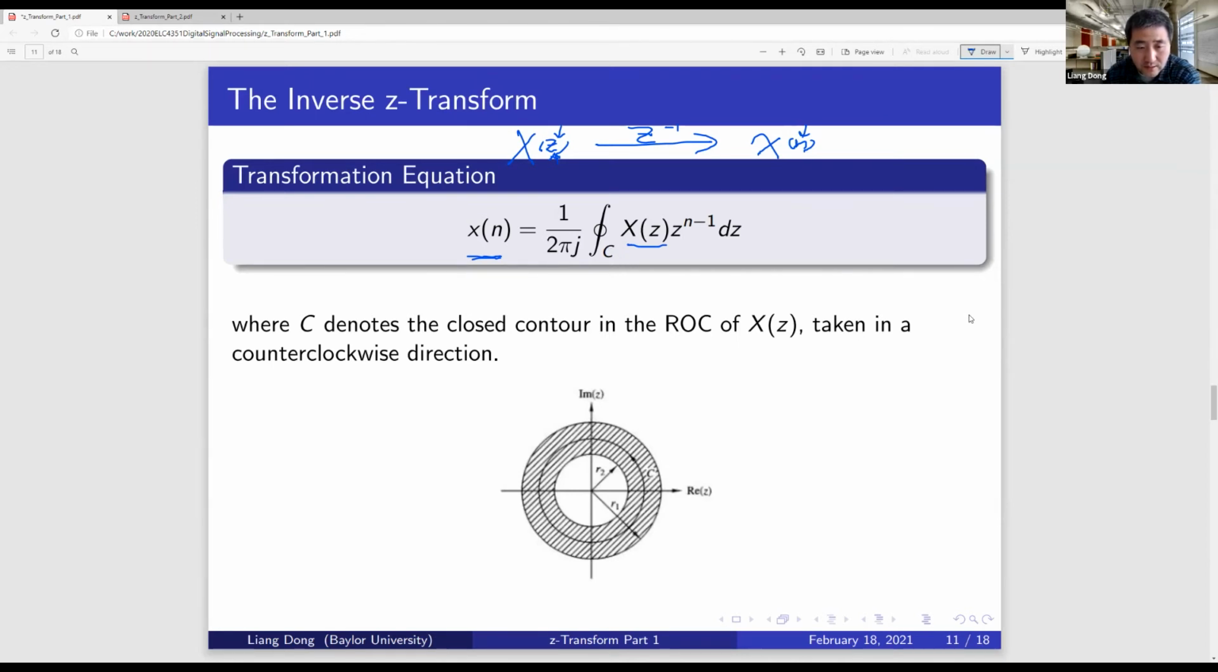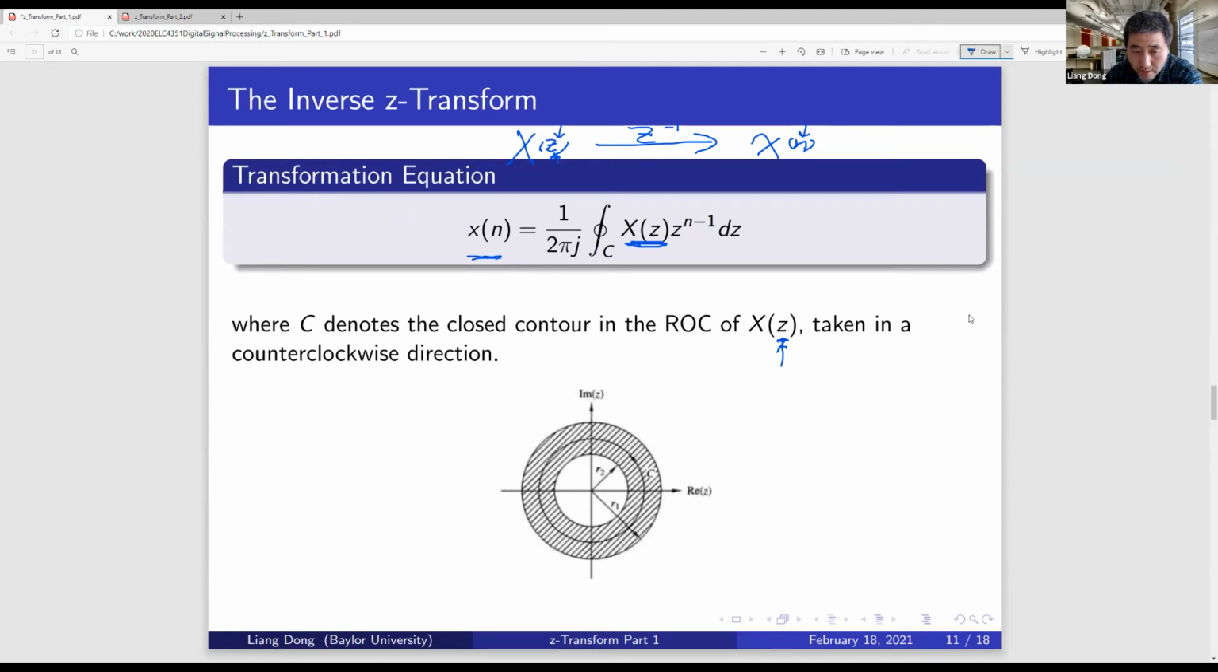Now this contour C denotes the closed contour in the region of convergence of X(z), taken in a counterclockwise direction. So what does that mean? Well, first of all, I need to integrate over all these z's. I need to plug in all these z values and find X(z). And these z's should all be in the region of convergence, because beyond that you simply don't have this term. It's an infinitely large number. You will not be able to put it inside to do the integration. So we need to look at those z's in the region of convergence.